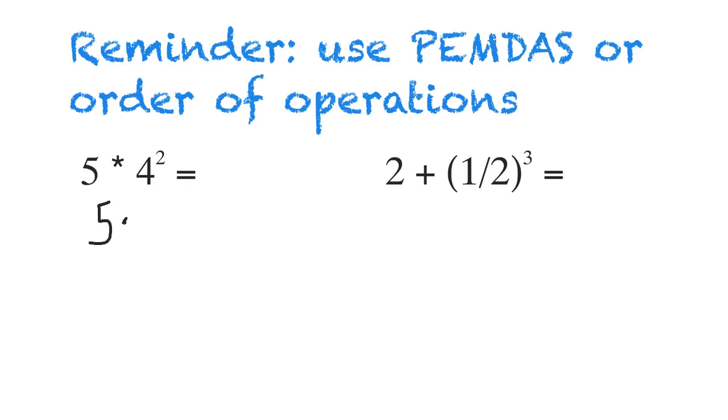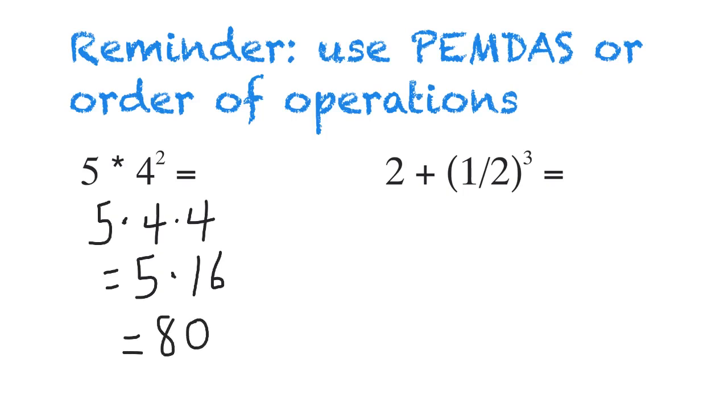So I will remember that I need to multiply by 5. But first, I need to find 4 times 4. This will be 5 times 16. 5 times 16 is 80. Let me tell you what is wrong. Do not do this. 5 times 4 squared is not 20 squared. You must carry out the exponent before you do any multiplication.